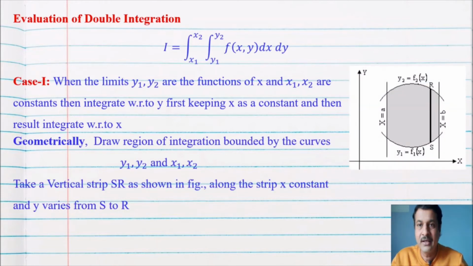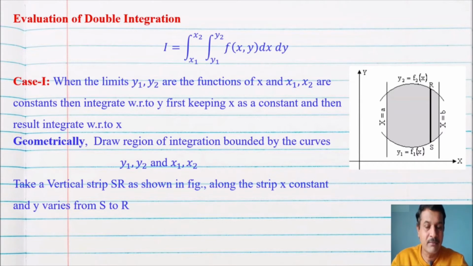In the figure you can see the region of integration. It means that first, by the given curves, you find the region of integration. In that region there are a maximum of 4 boundaries, out of which a maximum of 2 are curve paths and the remaining are straight lines. So draw the region of integration bounded by the given curves y1, y2 and x1, x2, and take a strip. Here we have taken a vertical strip SR.